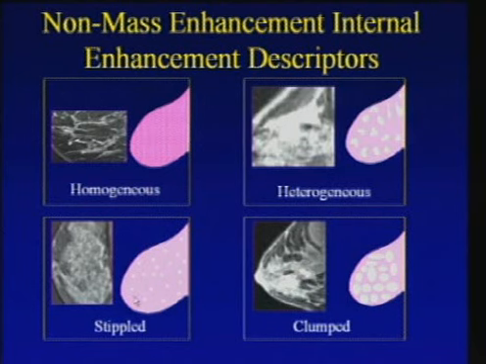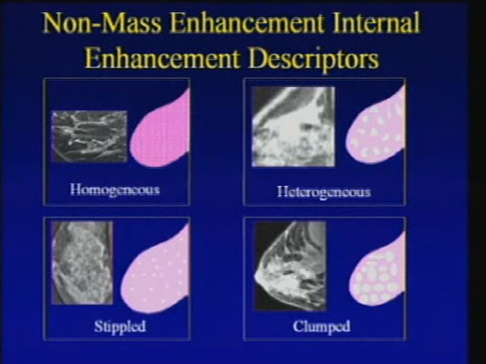This is the more classic pattern for fibrocystic. Tiny little dot-like areas of enhancement. This is called stipple. In fact, this is what we're seeing here. Once you see that, really it is pretty specific for being normal fibrocystic changes.